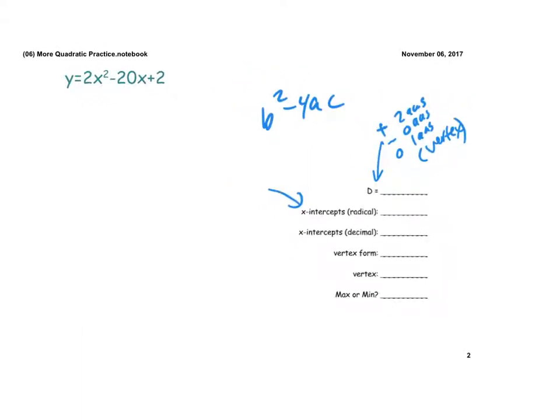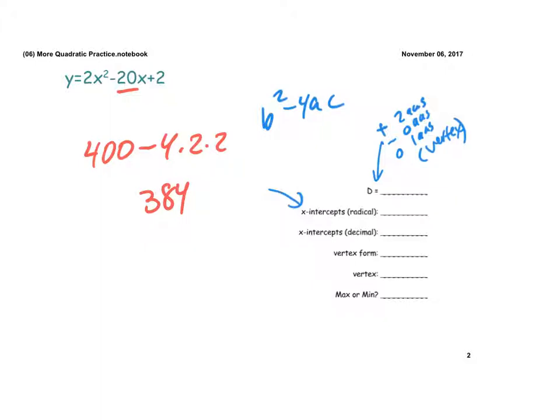Okay, I'm going to start working through this, and let's see if we got the same thing. The discriminant, b squared, ooh, that's a big number, but it's not that hard. 20 times 20 is 400, minus 4 times a, which is 2, times c, which is 2. So it's 400 minus 16. That's 384. Now, do I square root it? No.